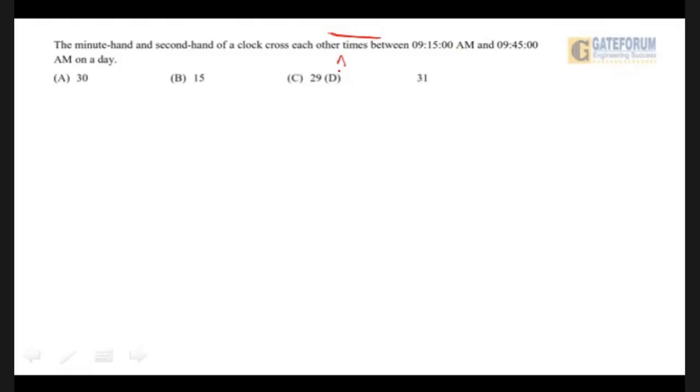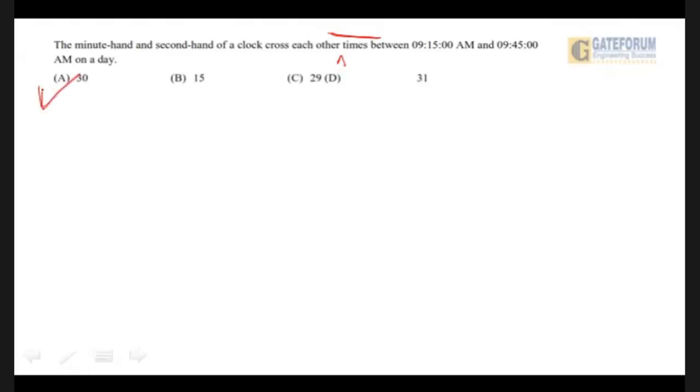So you see, the minute hand and the second hand of a clock have to cross each other once every minute. It's bound to, wherever the minute hand is placed. So basically your job is to find the difference between 9:15 to 9:45, which is 30 minutes. So once every minute, 30 minutes. So 30 times.